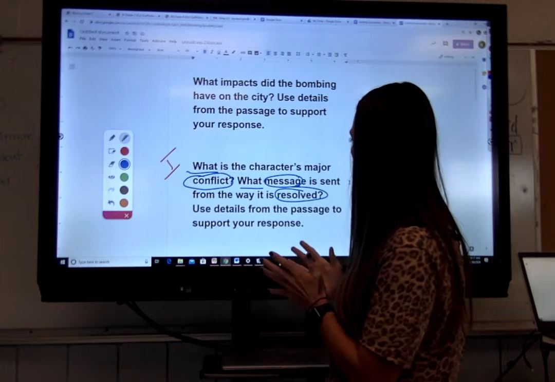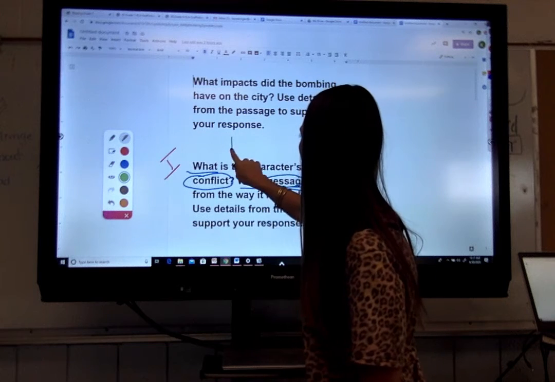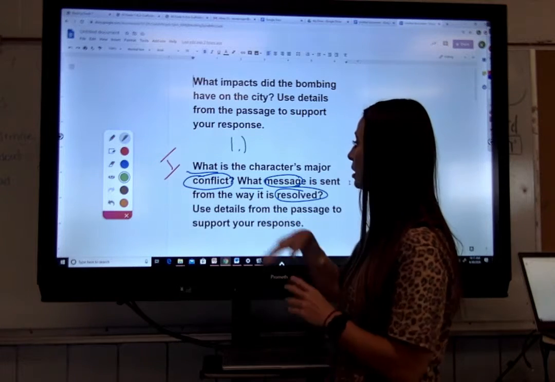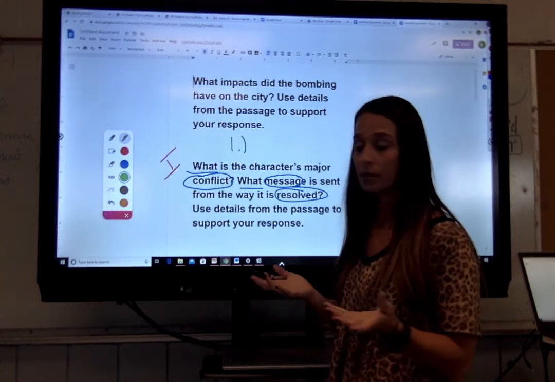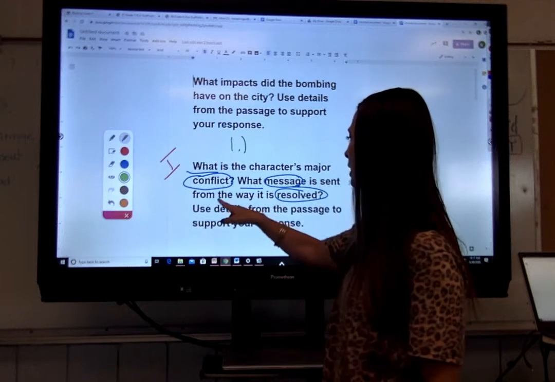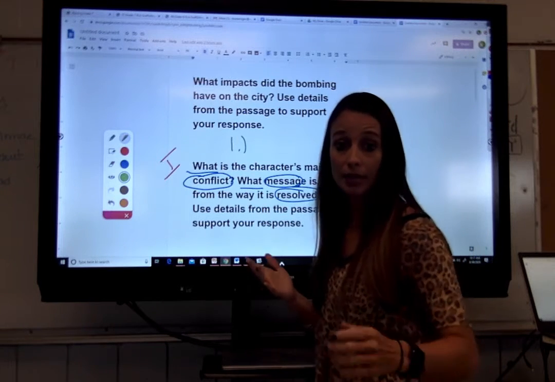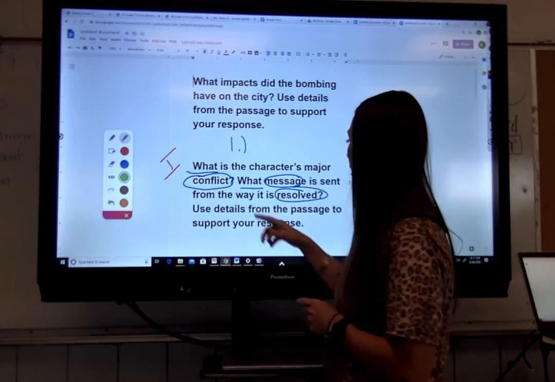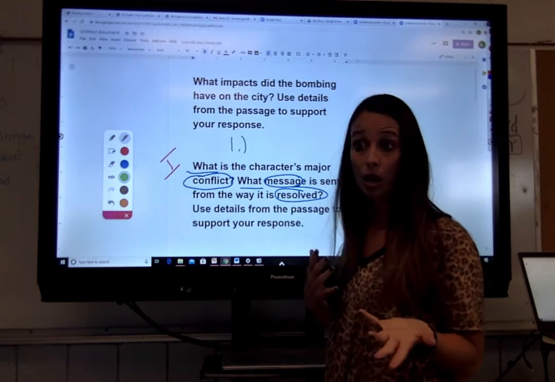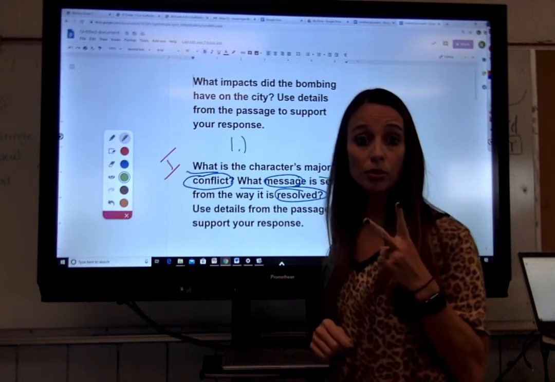So once we've looked at our verbs, let's see how many jobs this is going to be. Well, I know that this is going to be 1 job. So in my first paragraph, I'm going to have to RACE the major conflict. I'm going to have to know what the conflict is and give evidence of that and explain it. And then my second job, what message is sent from the way it is resolved? Well, what message? That means, like, what's the lesson that is sent from the way it is resolved? Well, you have to know the lesson, and you have to know how the problem is resolved. So there is a second job. So there would be 2 paragraphs.